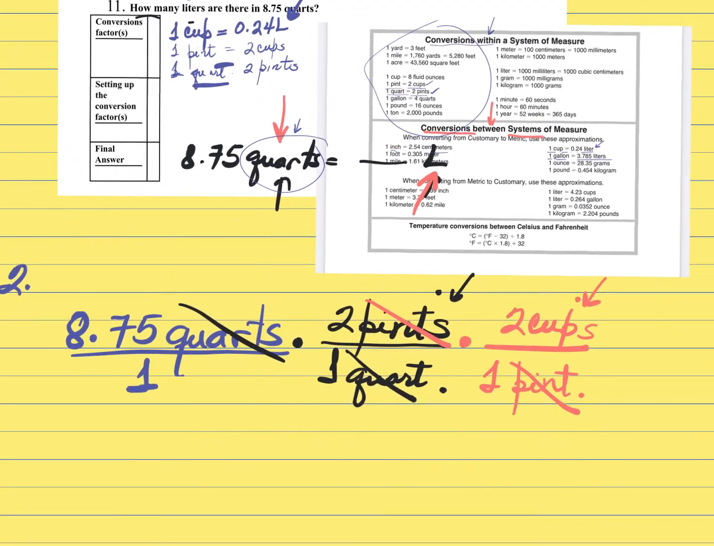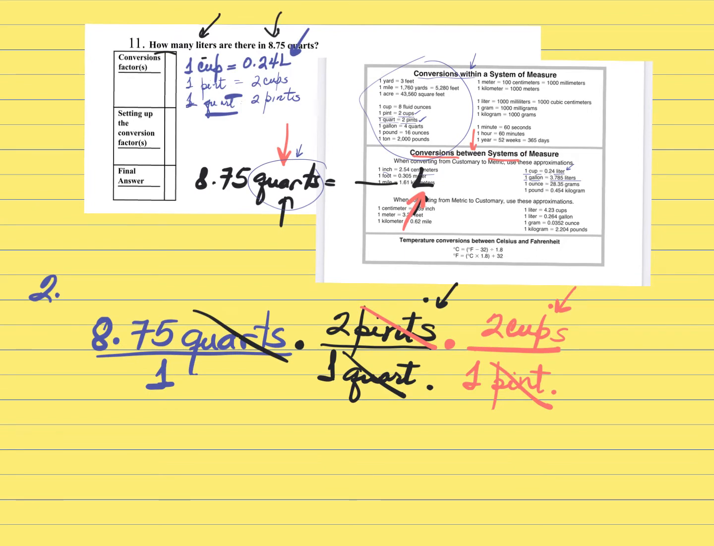But I don't want cups. No. I want liters. So I need to multiply by another conversion factor. If I want to get rid of the cups, where do I need to put the cups? Numerator or denominator? And you know that it's the denominator, so I can cancel that. In 1 cup, I have 0.24 liters, and if you can see, the cups cancel with each other. So I was getting rid of the quarts, I was getting rid of the pints. Now I'm getting rid of the cups, and the final answer is going to be given in liters.